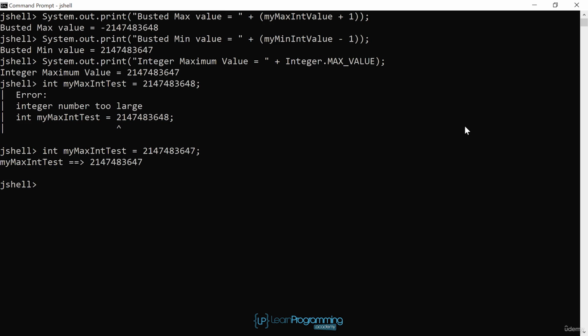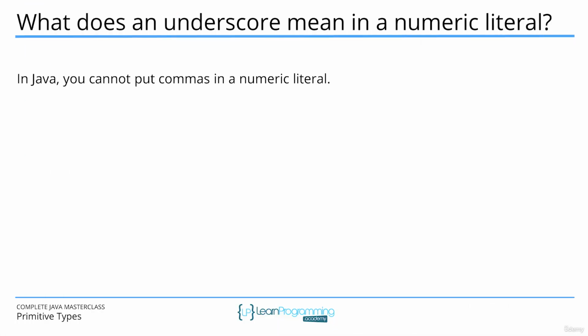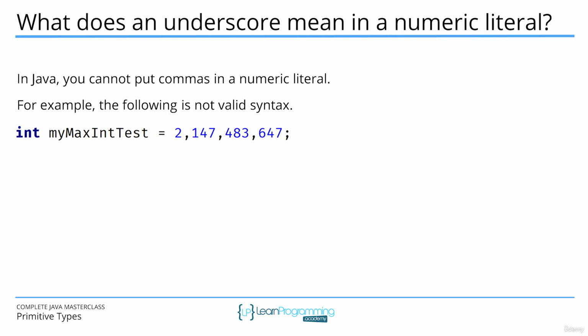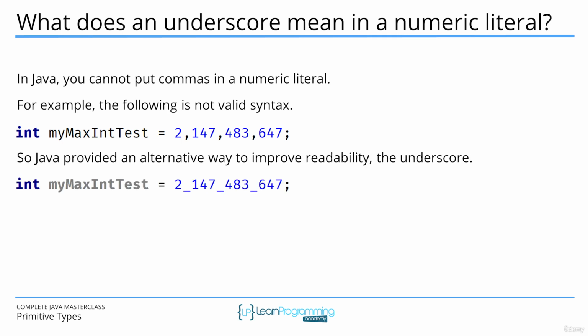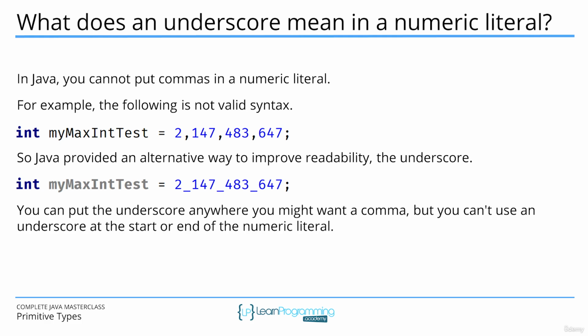I want to point out one other feature in Java for numeric literals, which is valid syntax, because you might find reading large number literals somewhat hard to understand. In Java, you cannot put commas in a numeric literal. For example, the following is not valid syntax. So Java provided an alternative way to improve readability, the underscore. You can put the underscore anywhere you might want a comma, but you can't use an underscore at the start or end of the numeric literal. Just like how we would use commas in a document to make numbers more readable when we write them out, we can use underscores in Java code to achieve the same goal for any readers of our code.